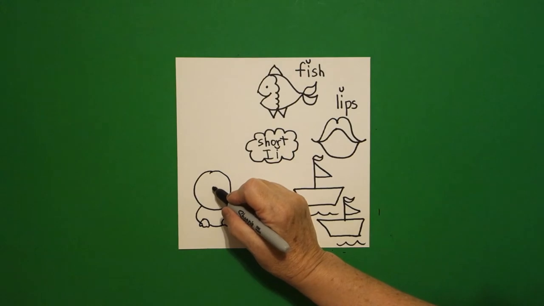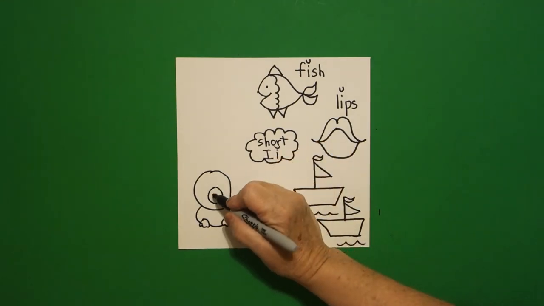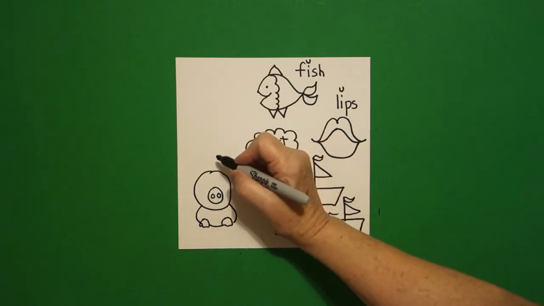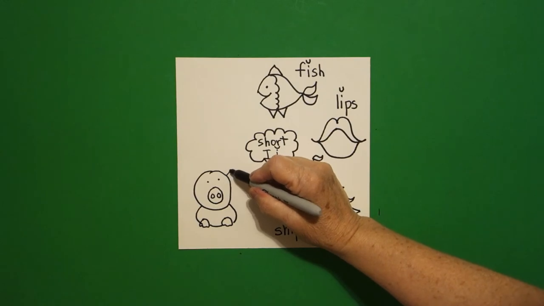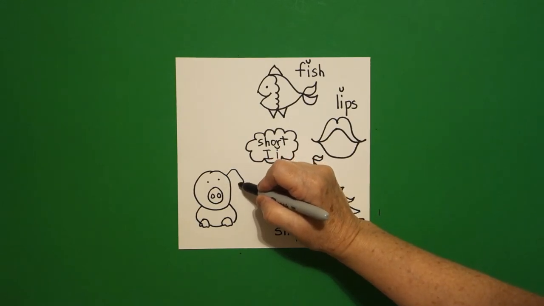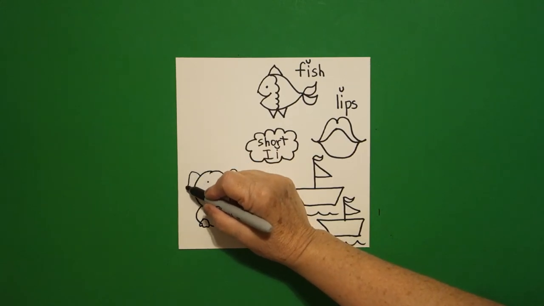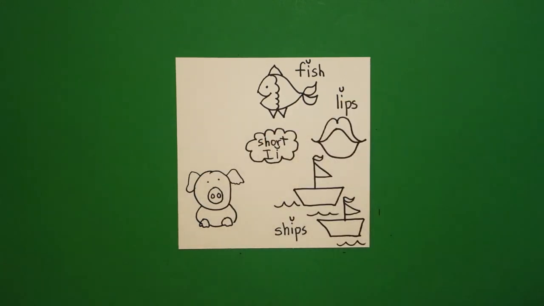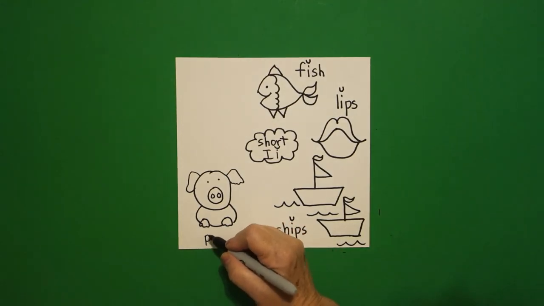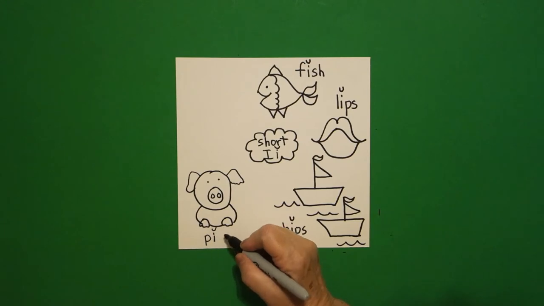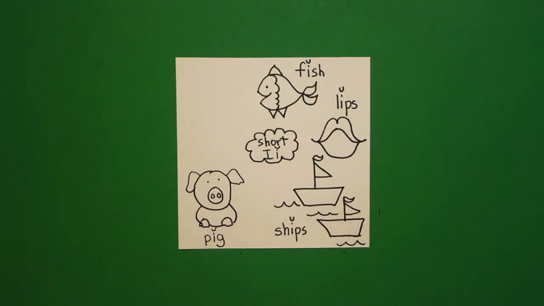Come up a little bit, put a dot, we're going to draw an oval, two baby circles, dot, dot. On the right hand side, curve line up and out, wavy line in. On the right, curve line out, in, connect on the left. What is this? This is a pig. Pig. There's that short vowel I, pig, okay?